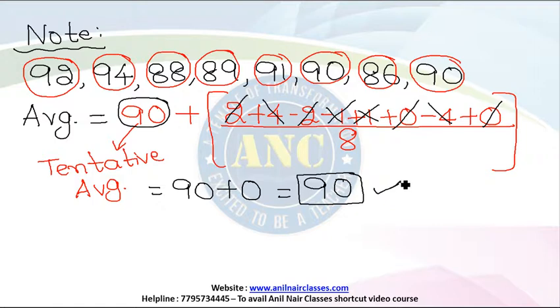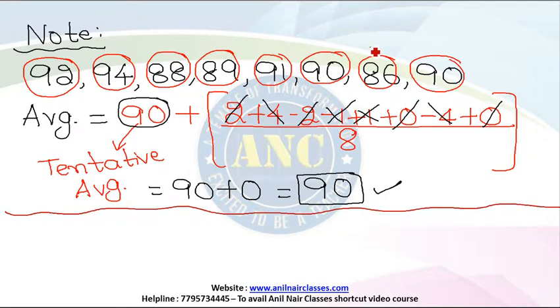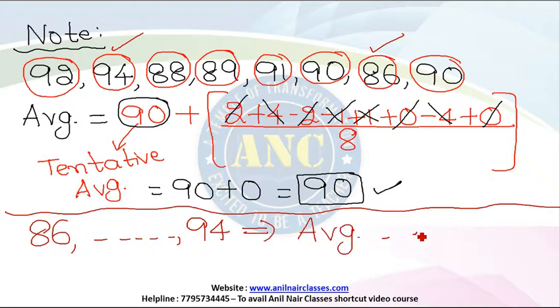Now, another thing I told you is, see here, let me take the same series. In this particular series, the lowest value is 86 and the highest value is 94. The average I got is 90. Very important point: this average 90 will always lie between the lowest and highest values in any given series.